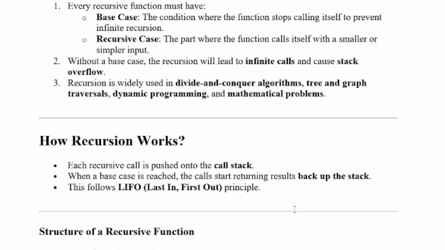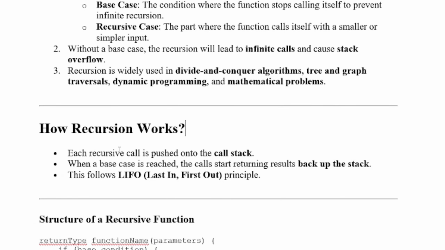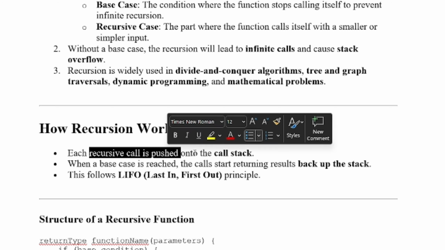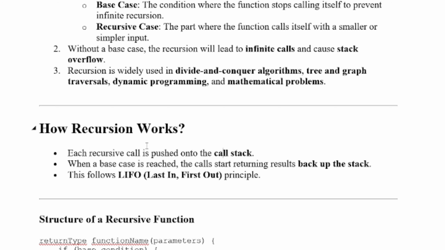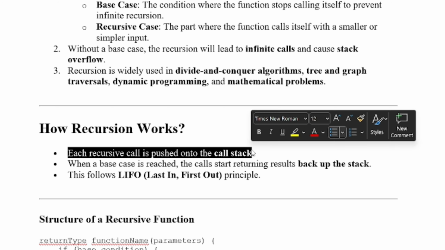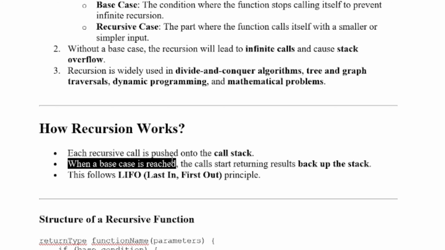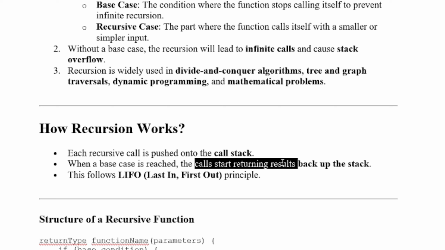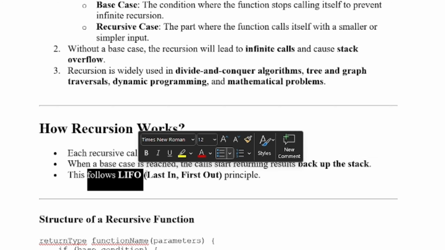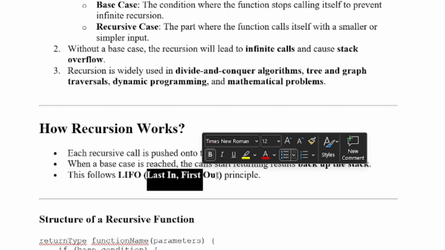So, how does recursion work? Each recursive call is pushed into the call stack. When a base case is reached, the calls start returning a result back up the stack. This follows LIFO. LIFO means last in, first out.